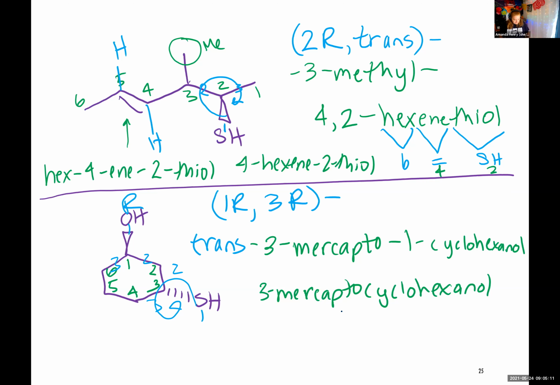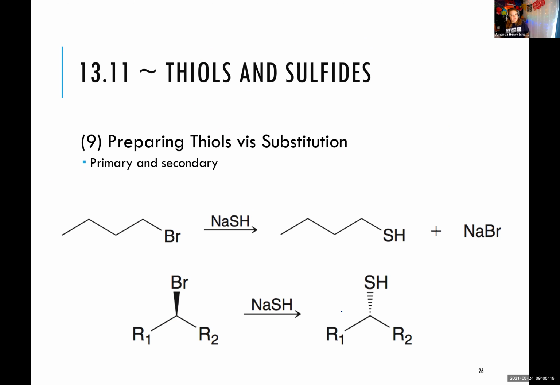Okay, then let's look at a couple reactions. So just like other stuff, we talk about how to make them first, and then we talk about how to react them. So reaction number 9, preparing thiols via substitution. So this is stuff we know. This is chapter 7 reactions here.